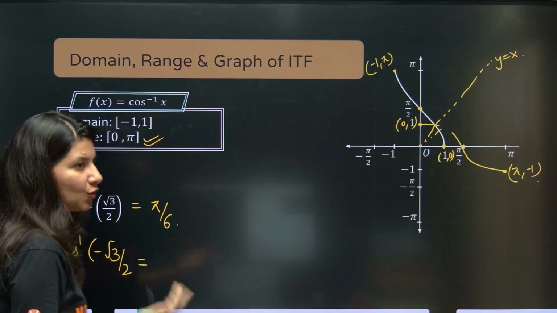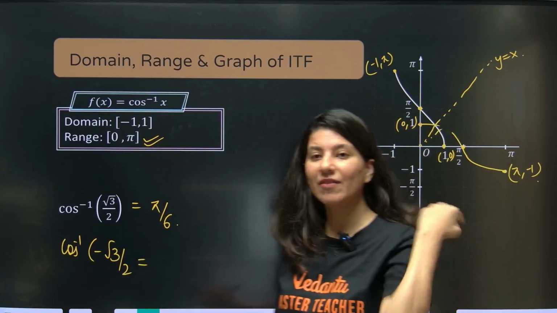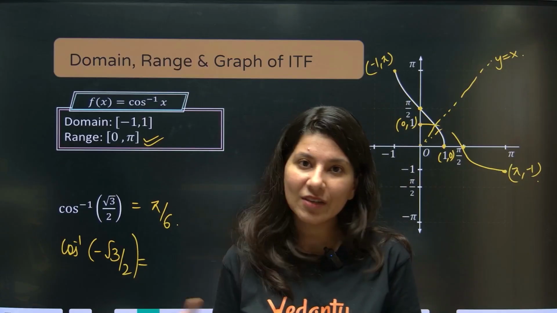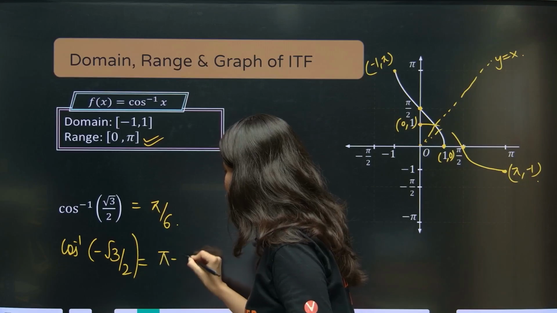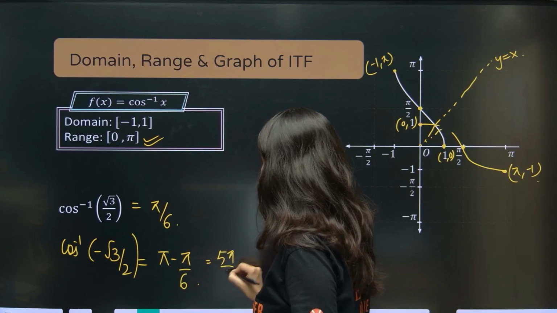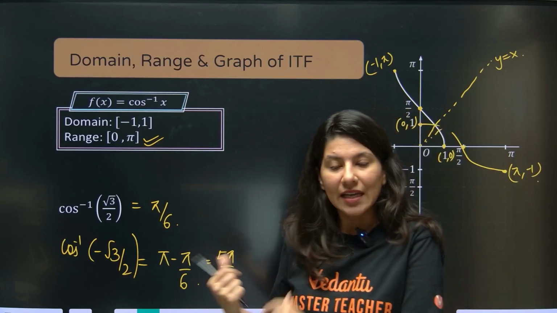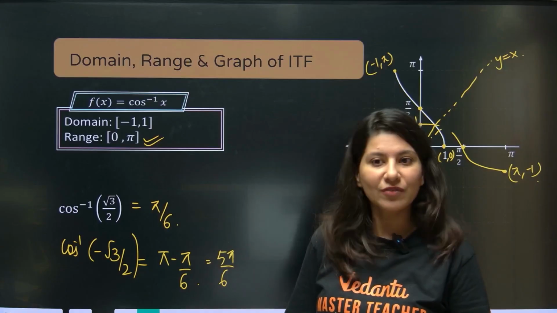As you told us, we are talking about the first and second quadrant. In the first quadrant values are positive, in the second quadrant values are negative. So my answer will be in the second quadrant, and we have learned in trigonometry that it will be pi minus pi by 6. So this is 5 pi by 6, which is in the second quadrant. So cos inverse of a negative is in the second quadrant, and cos inverse of a positive is in the first quadrant.